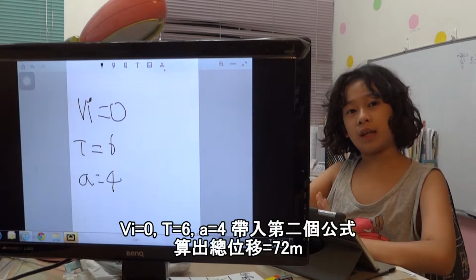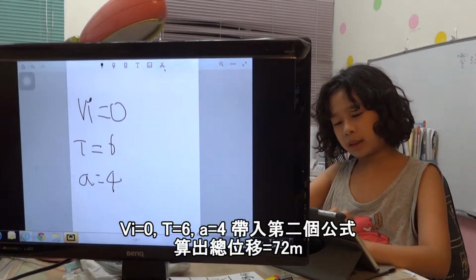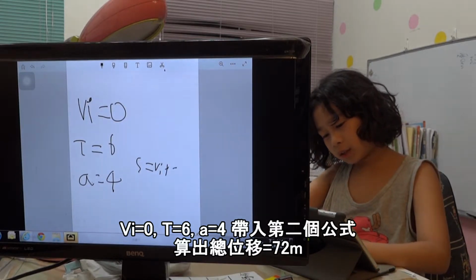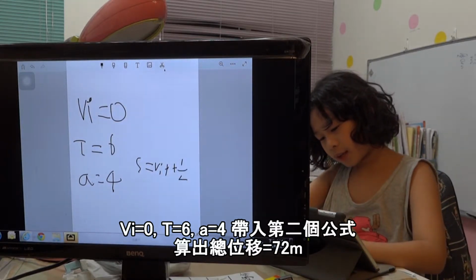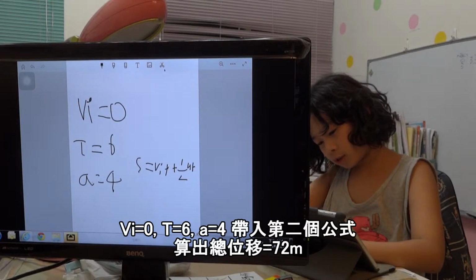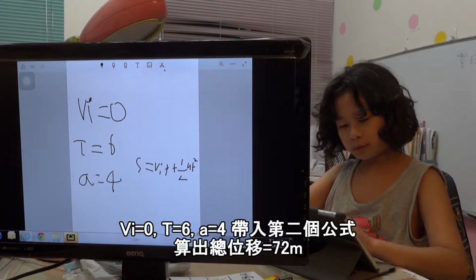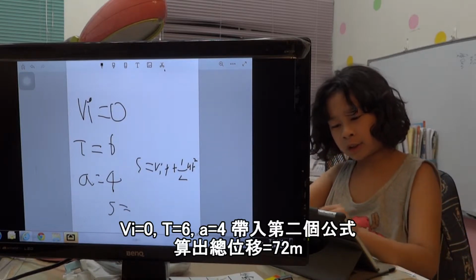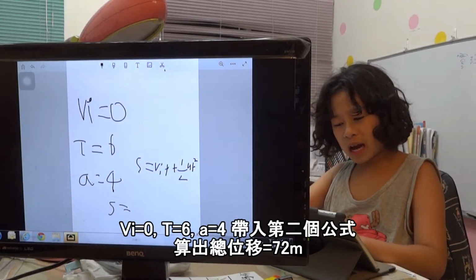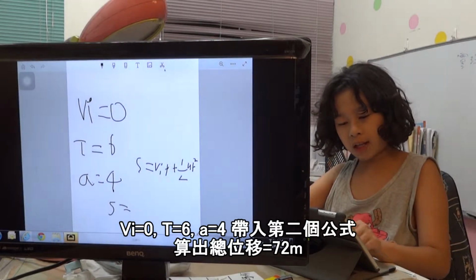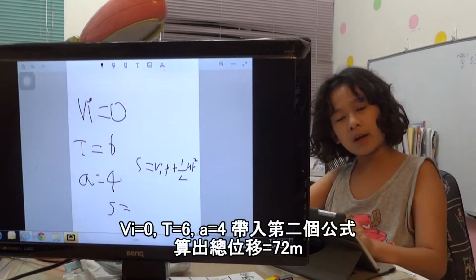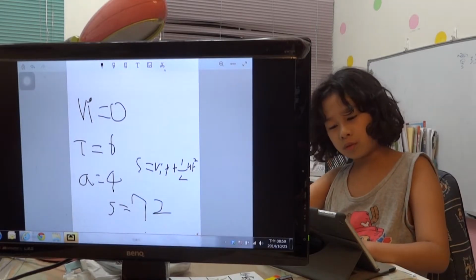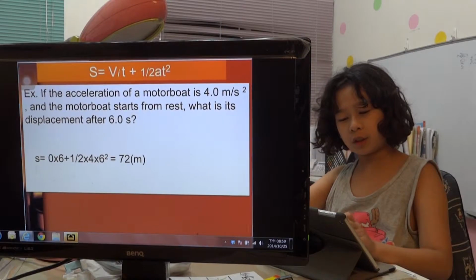First, what is the equation? So the equation is S is equal to vit plus 1/2 at squared. Okay. So S is equal to, vi is equal to 0, so anything times 0 is 0. So 1/2 at squared, a is 4, so 2 times t squared. So t is equal to 6. So it's 72. So then the answer is 72.